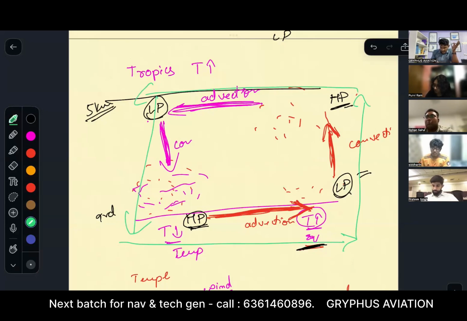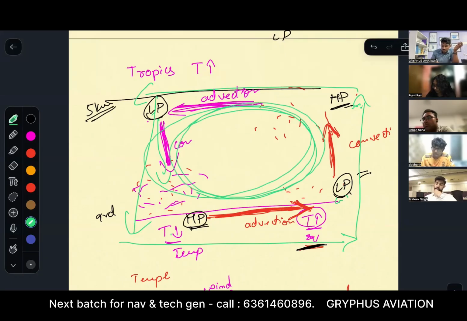Air is going from high pressure to low pressure. From here again it is going up. After going up, there is high pressure there, so from high pressure to low pressure it is again moving horizontally. And from low pressure again it is coming down. So winds are never confined to one particular region. Winds are always circulatory. They keep on moving from one place to another place.